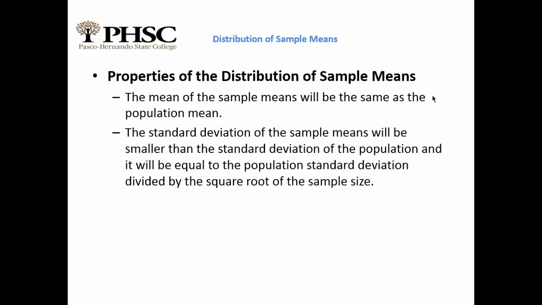So what are some properties of the distribution of sample means? The mean of the sample means will be the same as the population mean. The standard deviation of the sample means will be smaller than the standard deviation of the population, and it will be equal to the population standard deviation divided by the square root of the sample size. And we'll talk about that a little bit later.